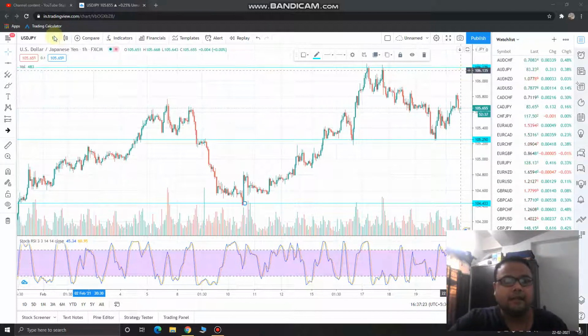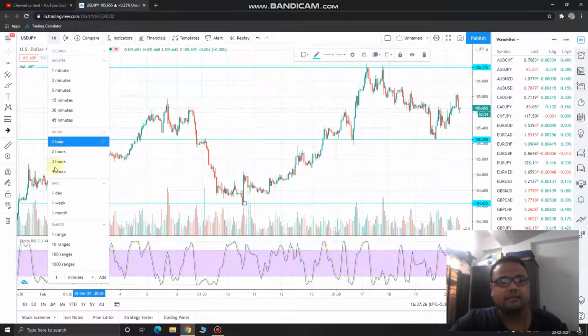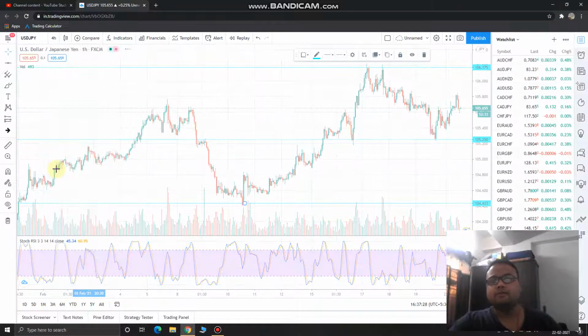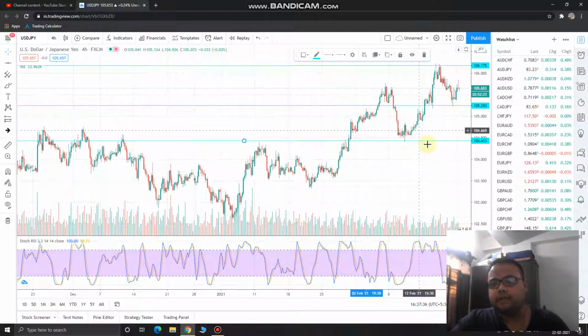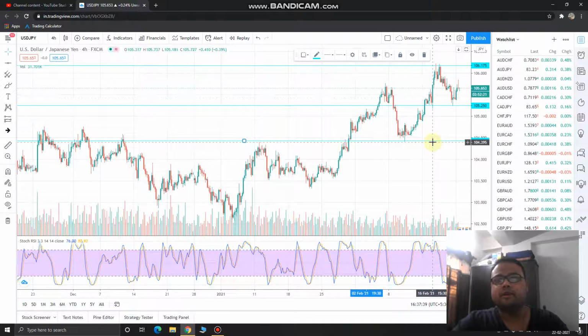That's it. Let's confirm the levels in the 4 hours time frame also. Yes, the 4 hours time frame is also telling us the same thing. So these are the three important levels for the day.